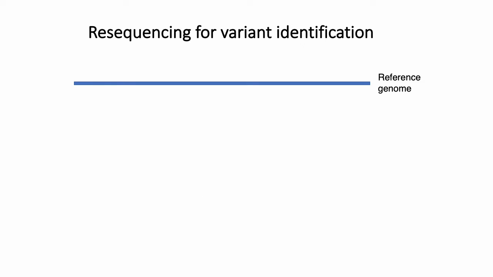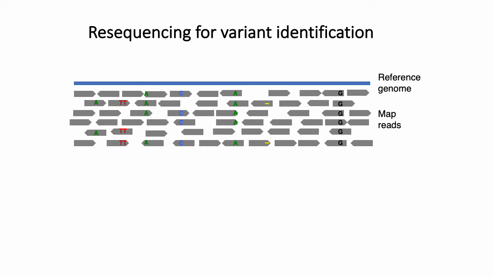In the process of resequencing for variant identification, as I mentioned in the previous slides, somebody has already generated a reference genome for you. For example, for the human genome, you have the draft human genome sequence, which you can download. If you have a new individual of that species that you're trying to detect sequence variation in, you collect DNA samples from them, generate reads again, and map those reads back to the reference genome.